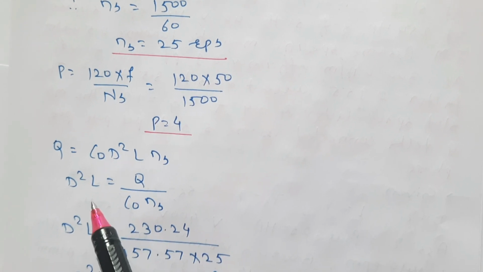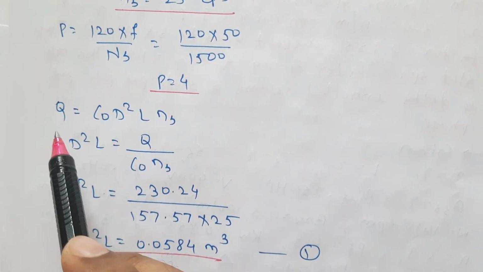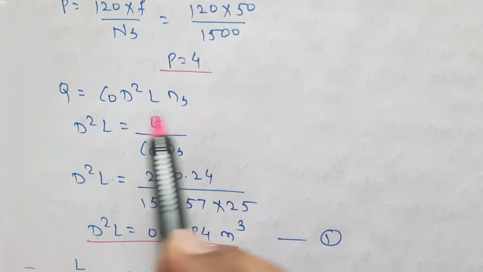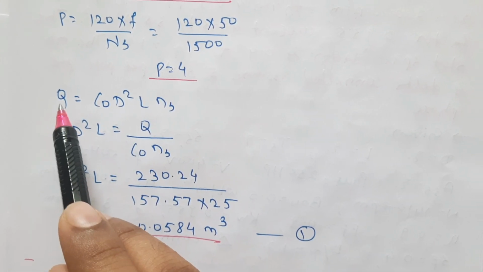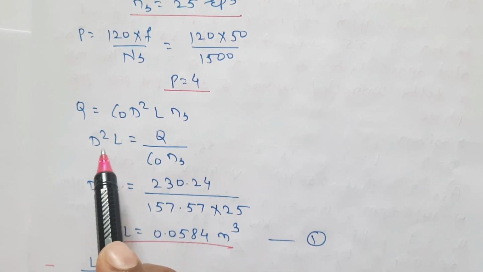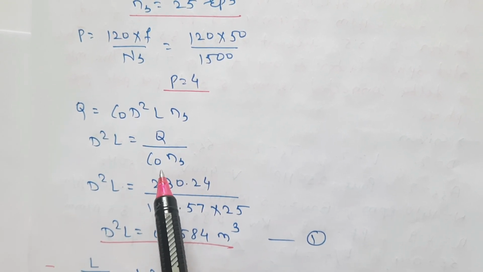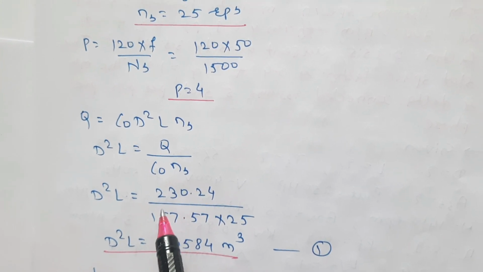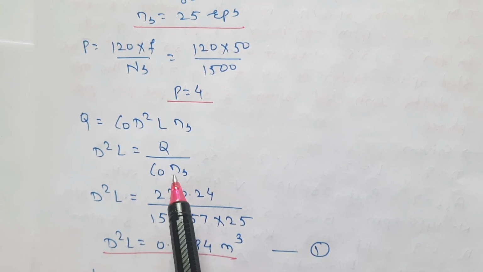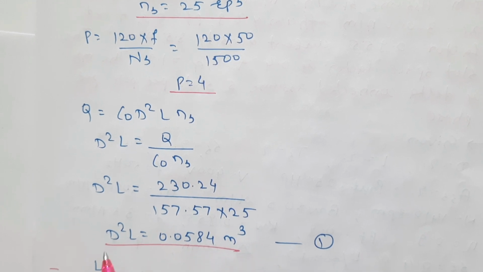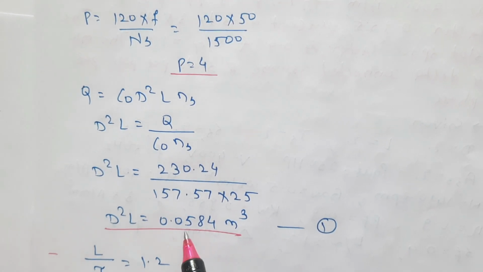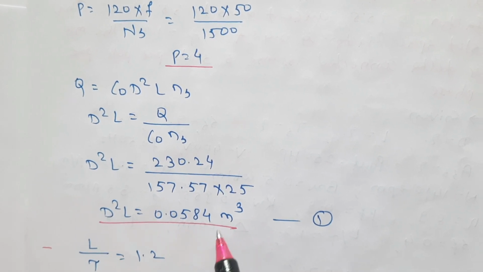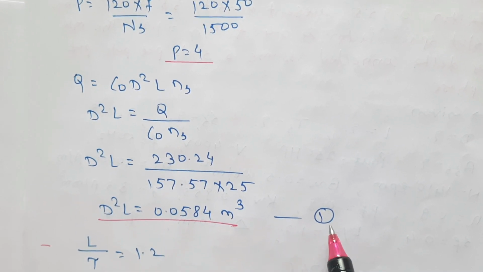Now, we will get the equation for d square L. Put these values, that is Q is equal to C0 into d square L ns. Therefore, d square L is equal to Q divided by C0 into ns. Now put the values of Q, C0, ns in this equation. The d square L is equal to 230.24 divided by 157.57 into ns 25. Therefore, d square L is equal to 0.0584 meter cube, since d diameter in meter square into L in meter, which is equation number 1.